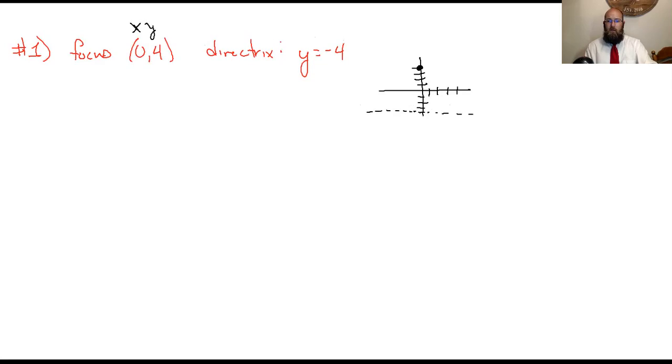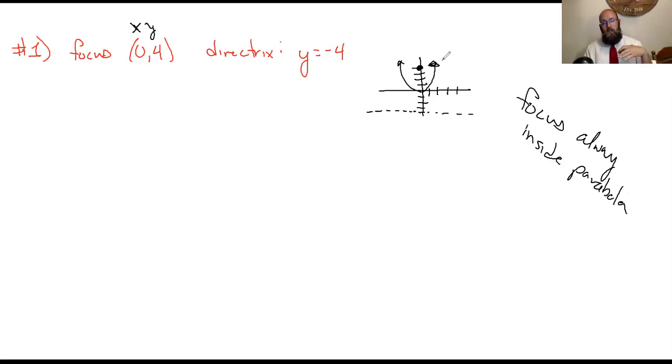My focus is always inside my parabola. That means that I know this graph is going to go up. My directrix is going to be outside my parabola. My focus is going to be inside my parabola. So it has to work this way. Otherwise, if it were left and right, I would eventually cross my directrix. Not going to happen, because then my distance to my directrix would be 0. Can't happen. Okay, so I know I open up and down. That means that my formula is going to be something like y equals x squared.